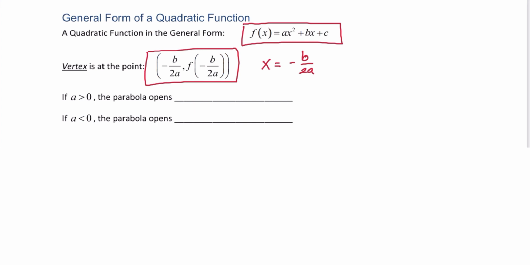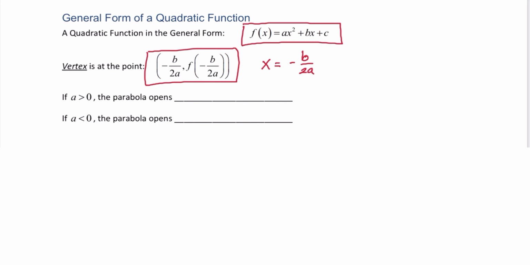Once you figure out what x equals negative b over 2a is, to find the y value, we will then just plug in whatever number that is into the f function. Notice f evaluated at negative b over 2a gives us the y value.